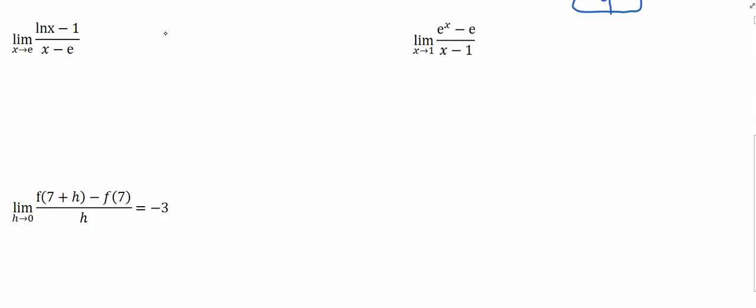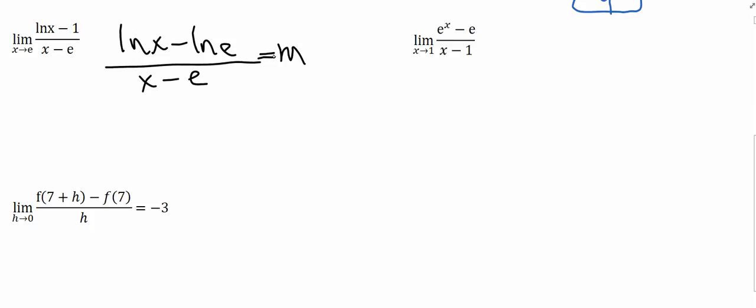So we don't really have any tricks for factoring this one, but let's pretend, well, what is the ln of e? We just said the ln of e is equal to 1. So this really can be rewritten as the ln of x minus the ln of e over x minus e. Hopefully this looks a little bit like a slope formula, right? Where you have the y's on top and the x's on the bottom. So certainly they're just asking us to find the derivative of ln of x and then evaluate that at e.